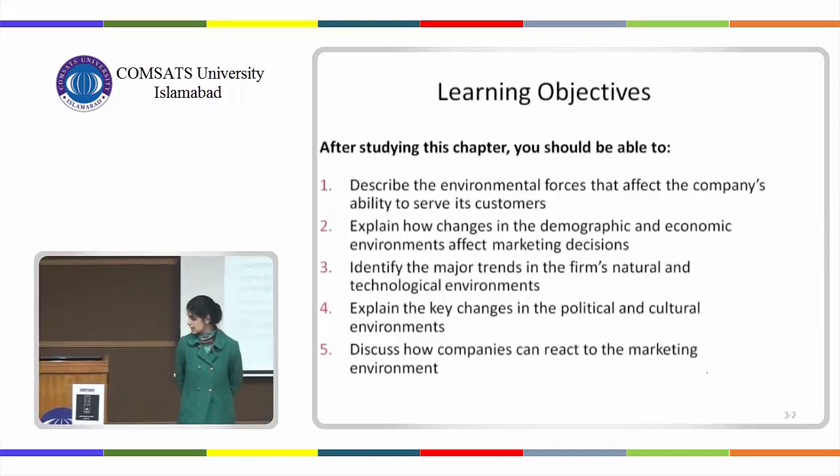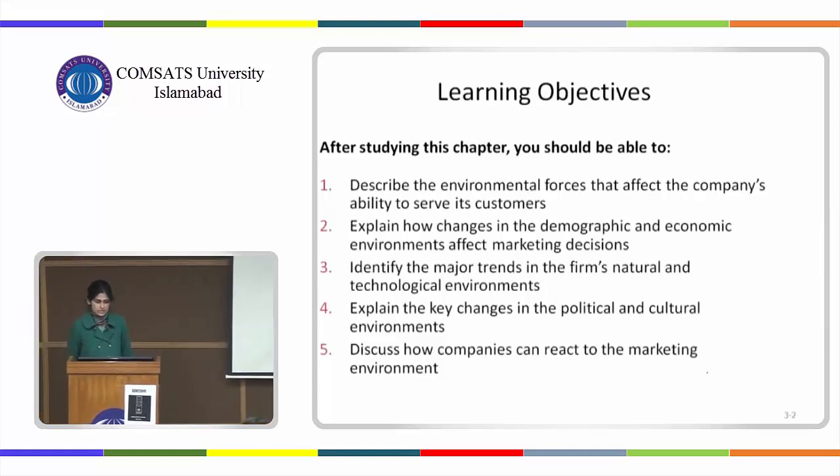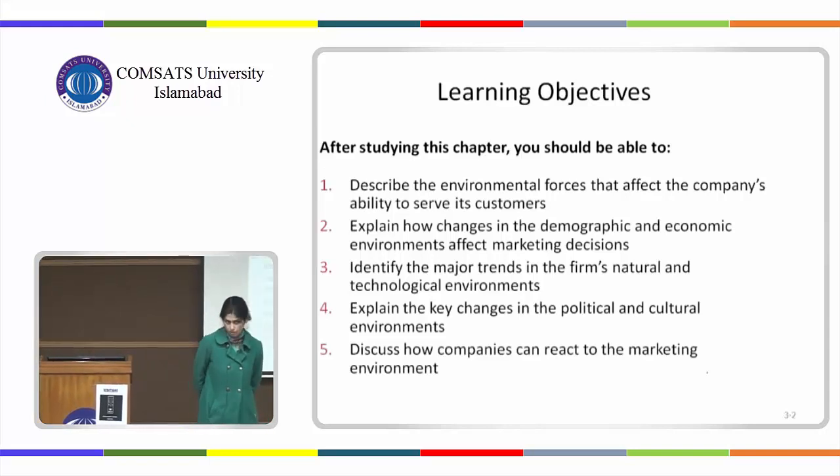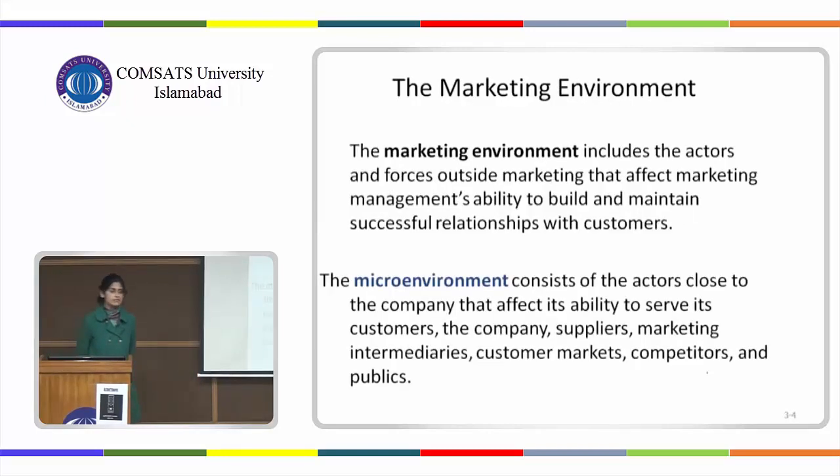We did the first part, that is describe the environmental forces that affect the company's ability to serve its customer. And today we're going to start off with the rest of the objectives of this chapter and try to meet those objectives. We studied about microenvironment in the last lecture, and we broadly defined marketing environment. So marketing environment was something that includes actors and forces outside marketing that affect marketing management's ability to build and maintain successful relationship with the customers, right?